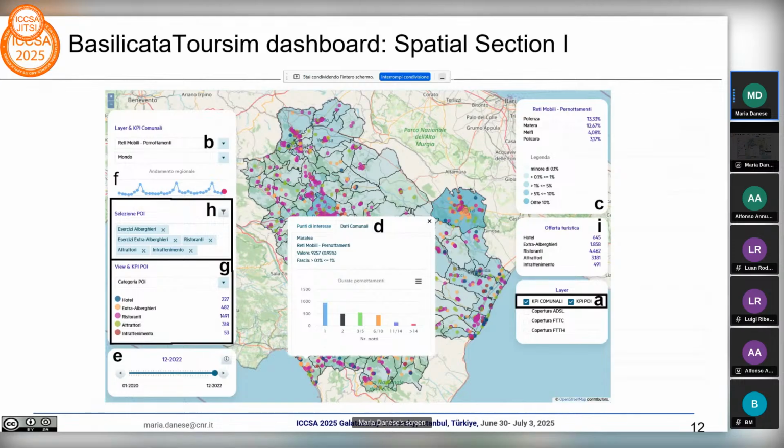In the lower left panel, you can choose a time period and compare its trend with the whole region. And a similar approach is used for point data. In this section, there are also mobile network data, arrivals and overnight stays day by day that can be filtered by origin, gender, and age group. Lastly, we also have credit card and transaction data to understand how much tourists spend, where they spend, and what they buy.